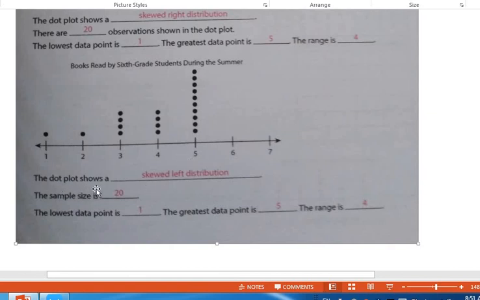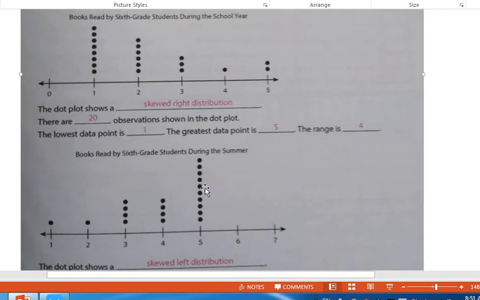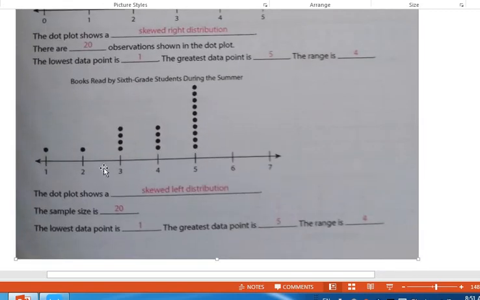The dot plot now shows a skewed left distribution, and look at the difference between them. This is skewed right, the small dots here and the large dots here, the highest here. So it's called skewed right distribution, and here it's called skewed left distribution. The sample size is 20.